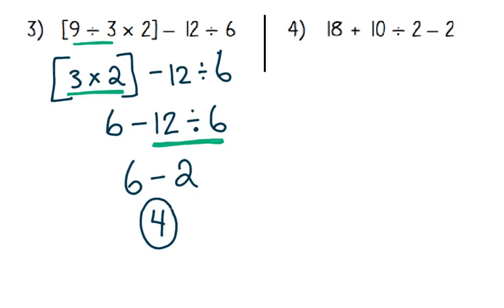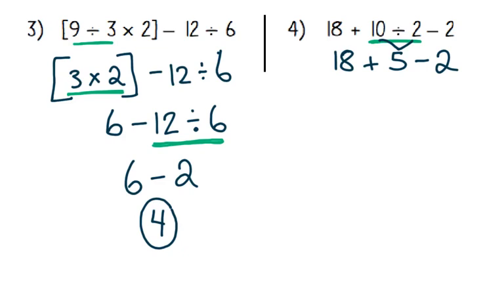Pause the video while you do number 4, and then come back and see if we get the same answer. For number 4, we have 18 plus 10 divided by 2 minus 2. We always have to start with any multiplication or division. So I'm going to underline 10 divided by 2 and rewrite the rest of the problem. 18 plus 5, because 10 divided by 2 is 5, minus 2.